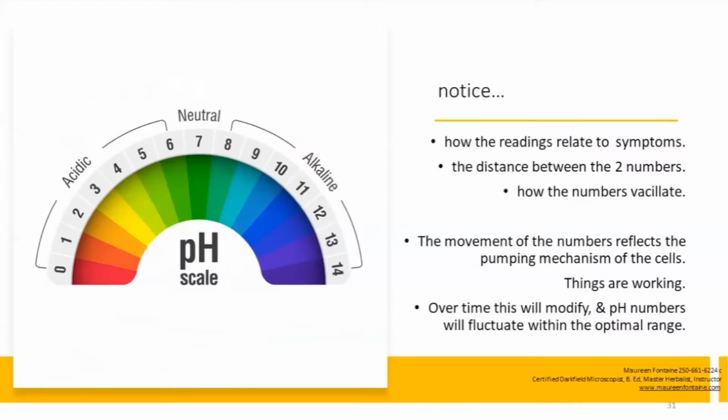When someone is working with their pH and collecting numbers, I also ask them to notice how the readings relate to their symptoms. For example, oh my gosh, I noticed that when I'm really acidic, this goes on for me, or I was awake all night, or I woke up without a headache. Amazing stuff. The distance between the two numbers, have them see that that's actually when their belly was very disruptive.